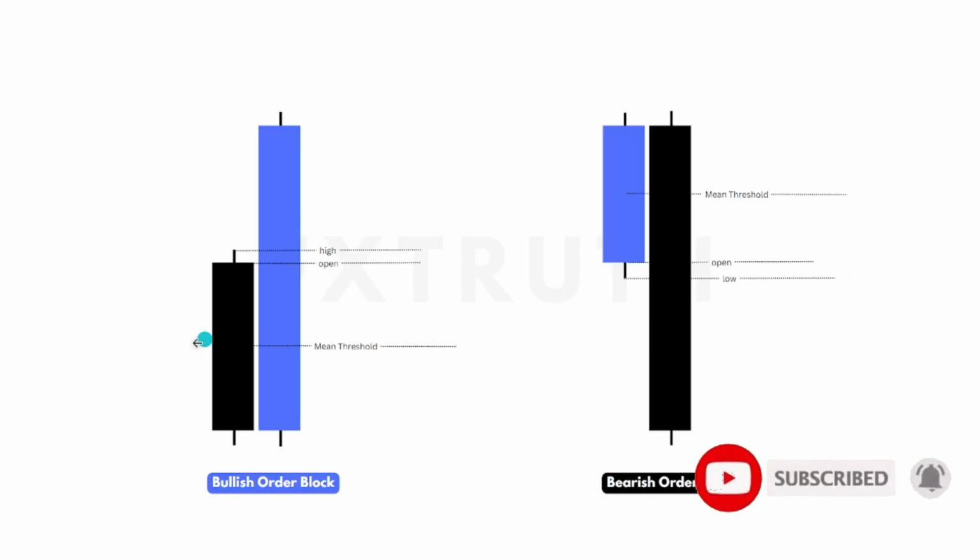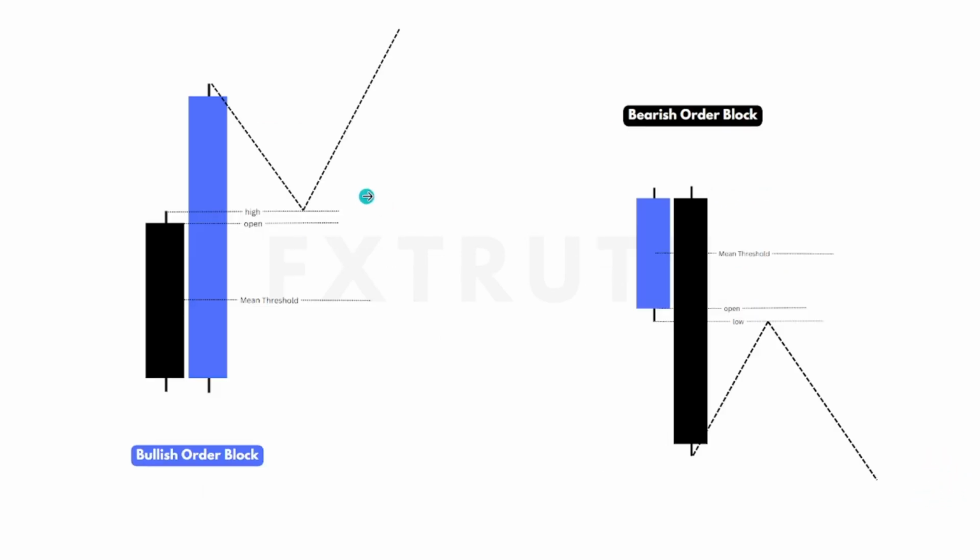So right here we have the bullish order block and the bearish order block. In a bullish scenario, we want to see price retrace to the high, open or mean threshold and move all the way to the buy side. While for a bearish scenario, we want to see price retrace to the low, open or mean threshold and expand all the way to the sell side.